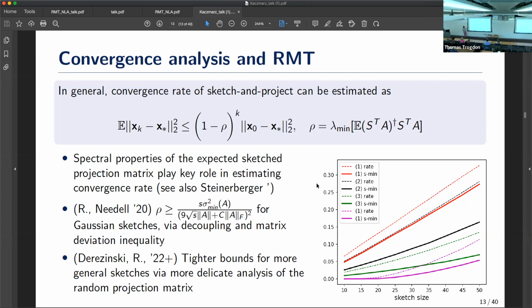So in the original analysis, what we did, we basically decoupled this matrix and used the matrix deviation inequality with Gaussian width and so on. The Gaussian width on this ellipsoid is the Frobenius norm. That's why I have a combination between the Frobenius norm and the square root of S operator norm in the bottom. That is not the best way to do it.